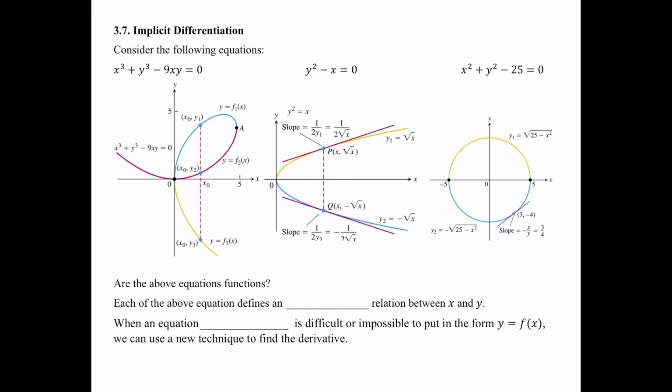In section 3.7, implicit differentiation, we're going to first learn about what an implicit equation is. Then we will figure out how to take their derivatives. Now, we will see this again in application in 3.10 when we talk about related rates. The most common thing that we'll be taking the derivative with respect to is time, because everything changes with respect to time. But for now, let's consider the following equations.